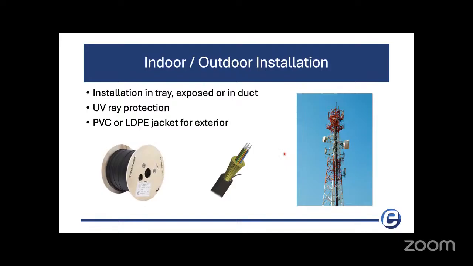Drop fiber can be installed indoor and outdoor, so installation in trays, exposed, or in ducts. Because it's also for outdoor, it has UV ray protection, and the material is usually PVC or LDPE jackets, this black jacket for outdoor.